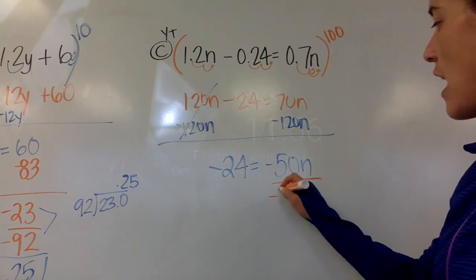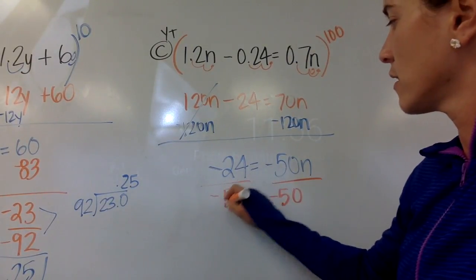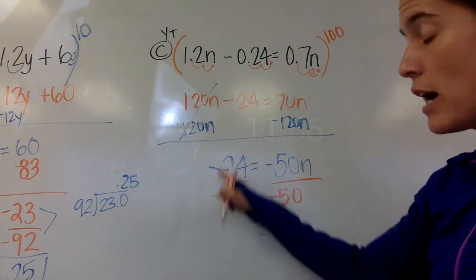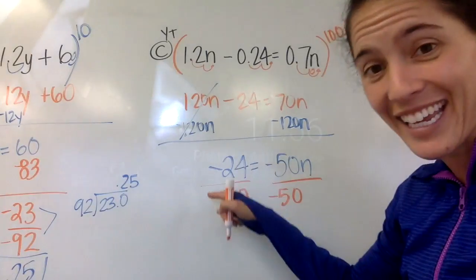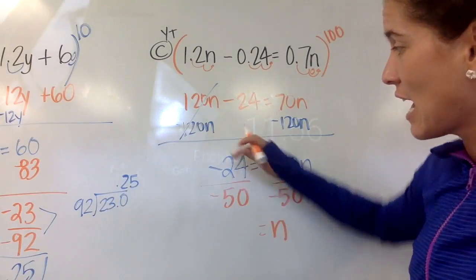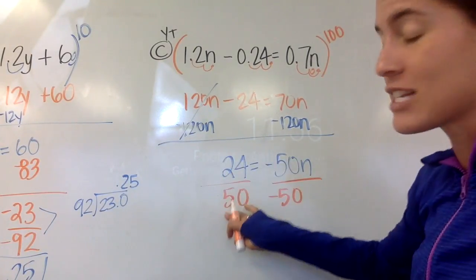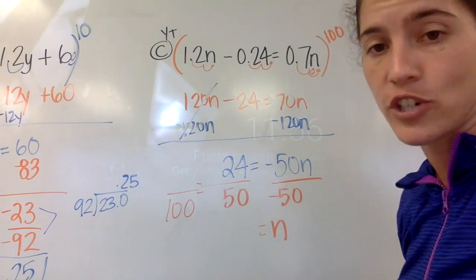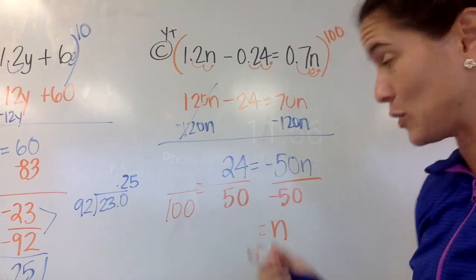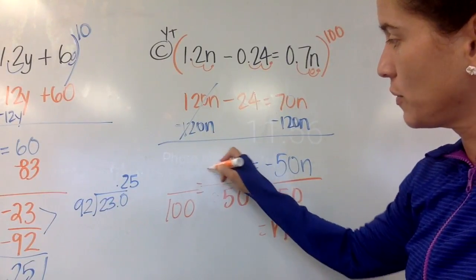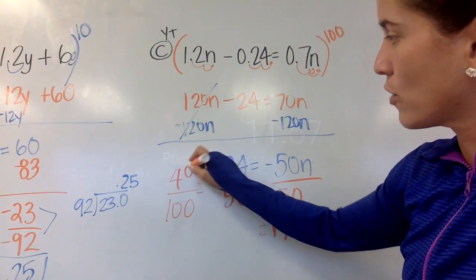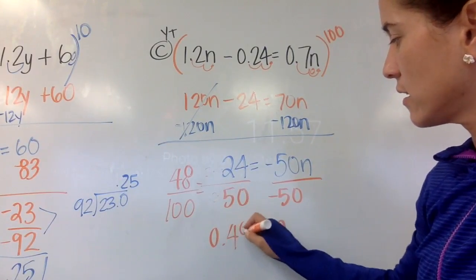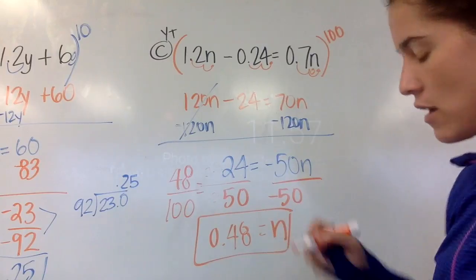Then I can divide by negative 50. And again, I have two negatives, which are going to be a positive. And then I see that I have a denominator of 50. Well, I want a denominator of 100 because I have to write my answer as a decimal. So I'm going to times it by 2, 48. So my answer would be 48 hundredths.